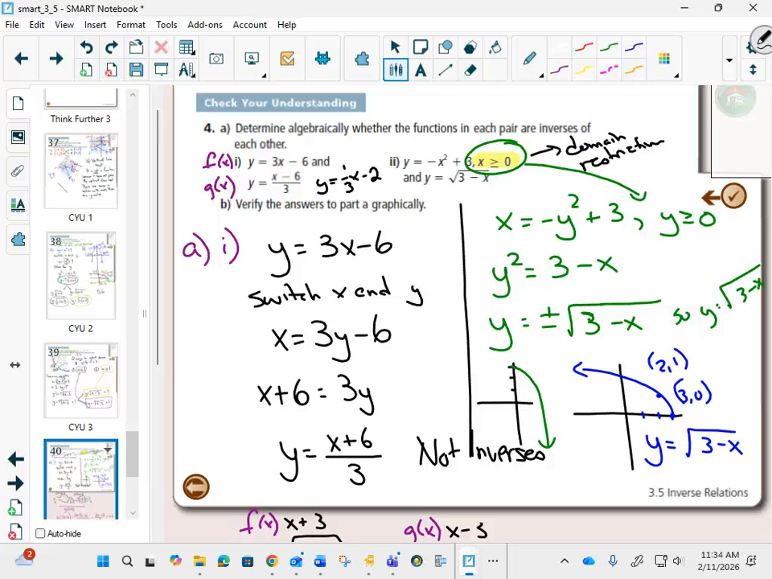A point on this first graph has the point 0, minus 6. The second graph does not have minus 6, comma 0. All of your x's and y's would have to switch for an inverse. And it doesn't work for that second one.